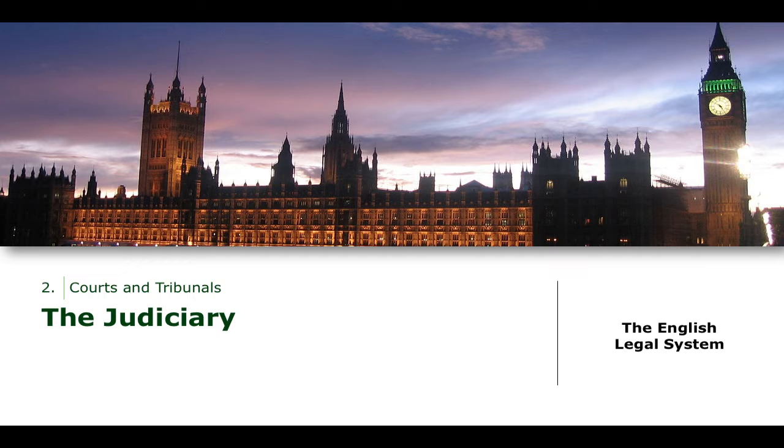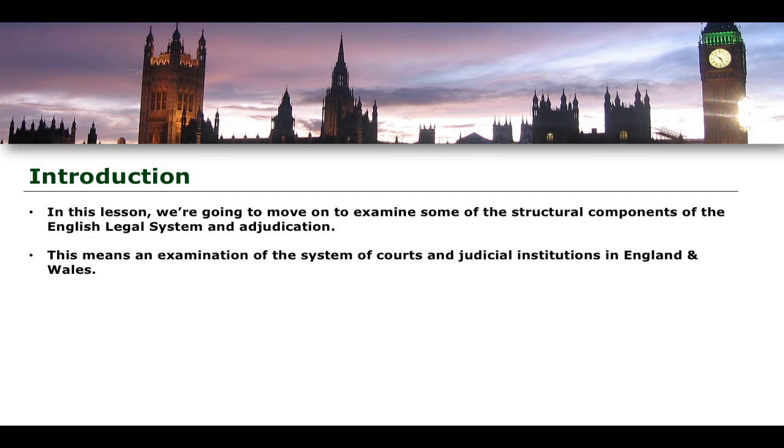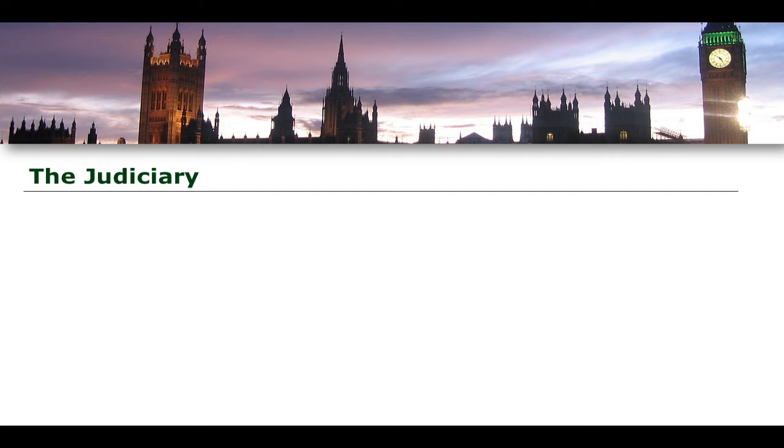We'll take an introduction to the judiciary in this lesson and then talk about the ways in which appointments are created, the ways in which independence is assured by the judiciary, and also the powers and the roles the judiciary play in the general running of the English legal system and the general running of law in England and Wales. So this is moving away from the more theoretical, substantively legal principles that we've been talking about previously, and towards some of the more structural components of the English legal system and the English adjudication system. It means an examination of the system of courts and judicial institutions in England and Wales.